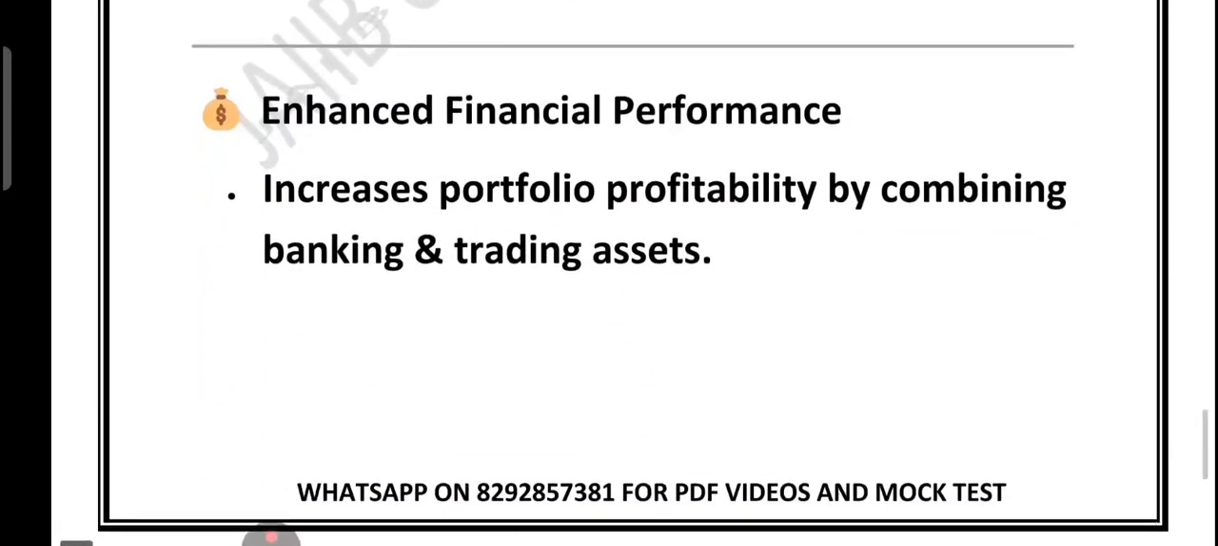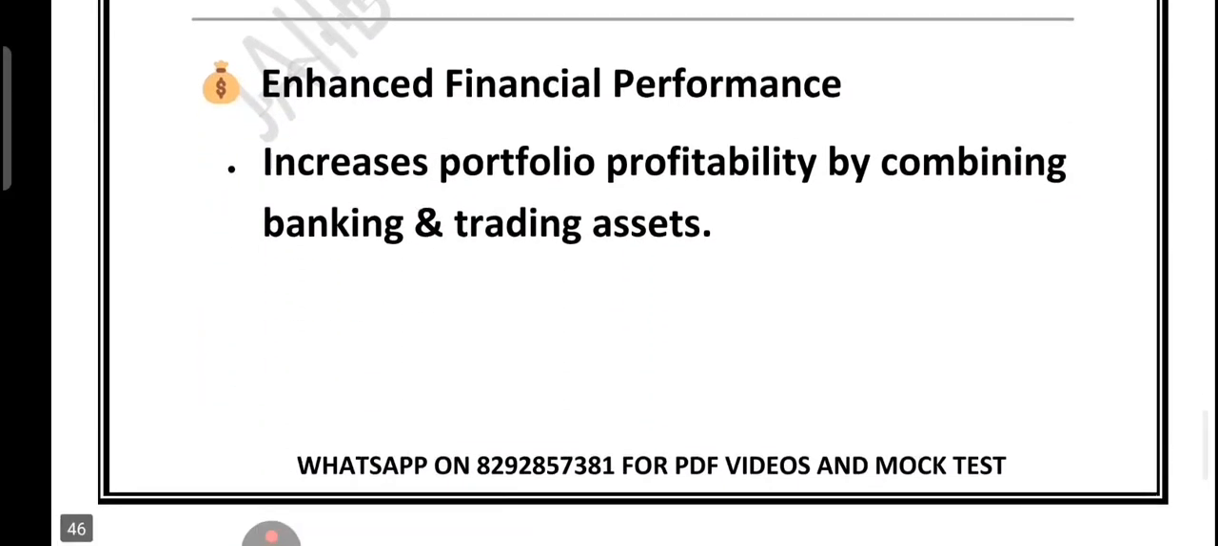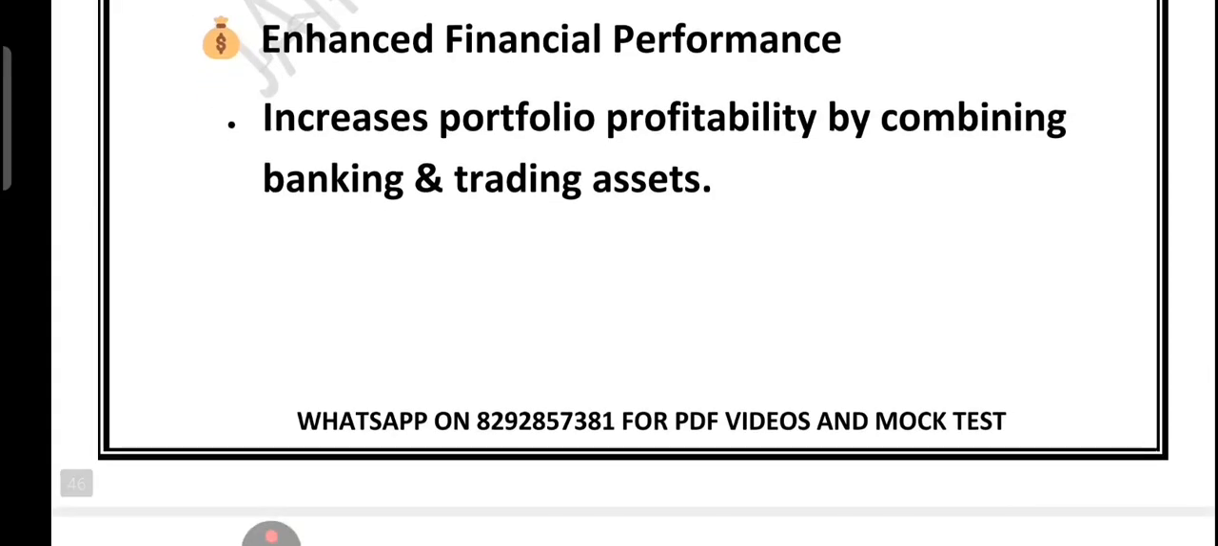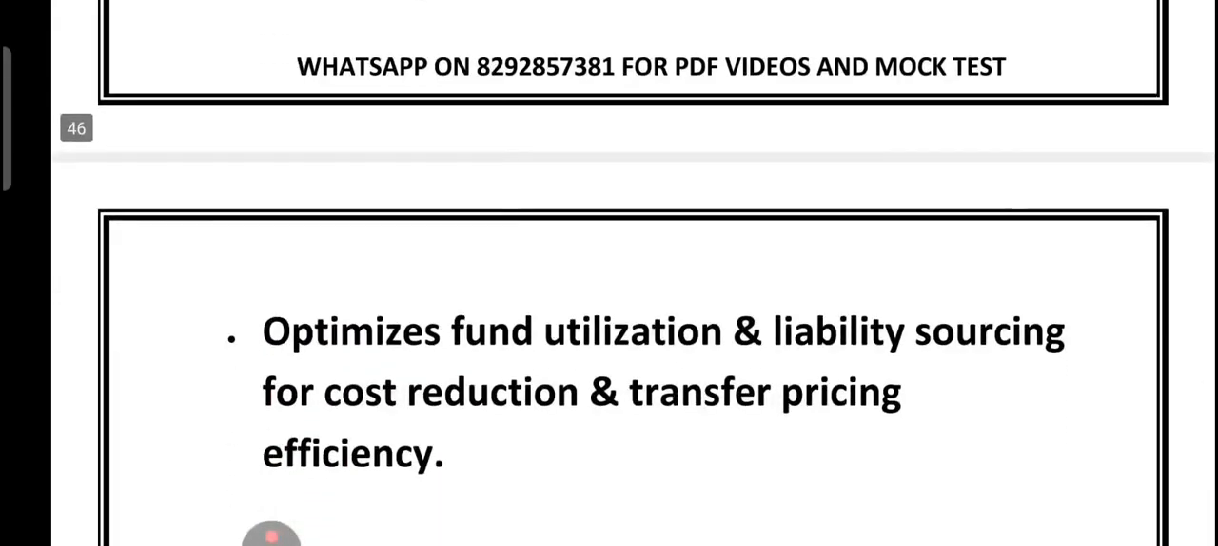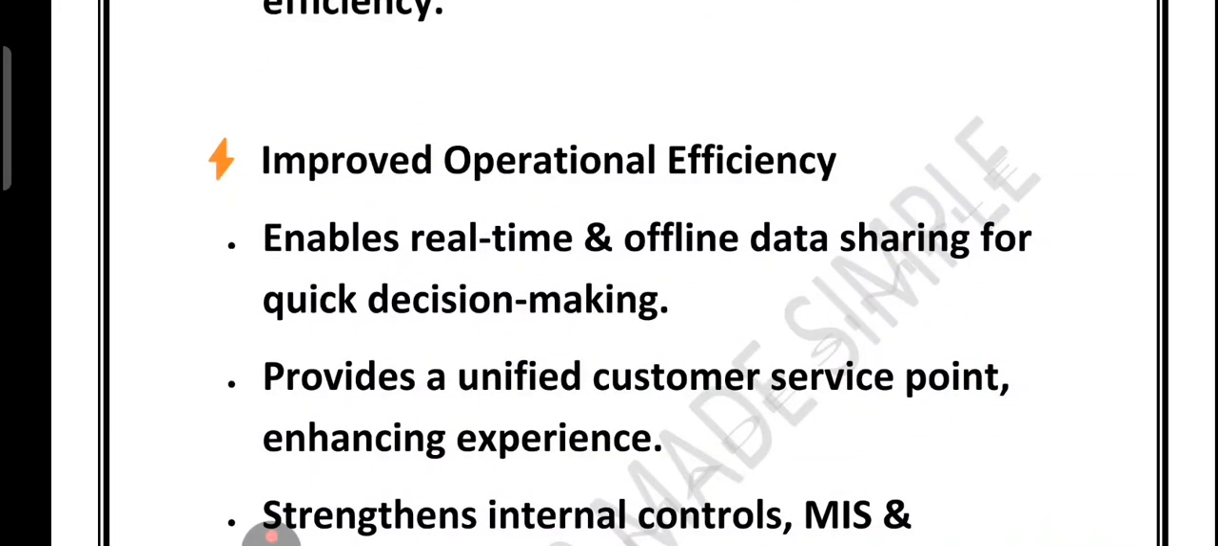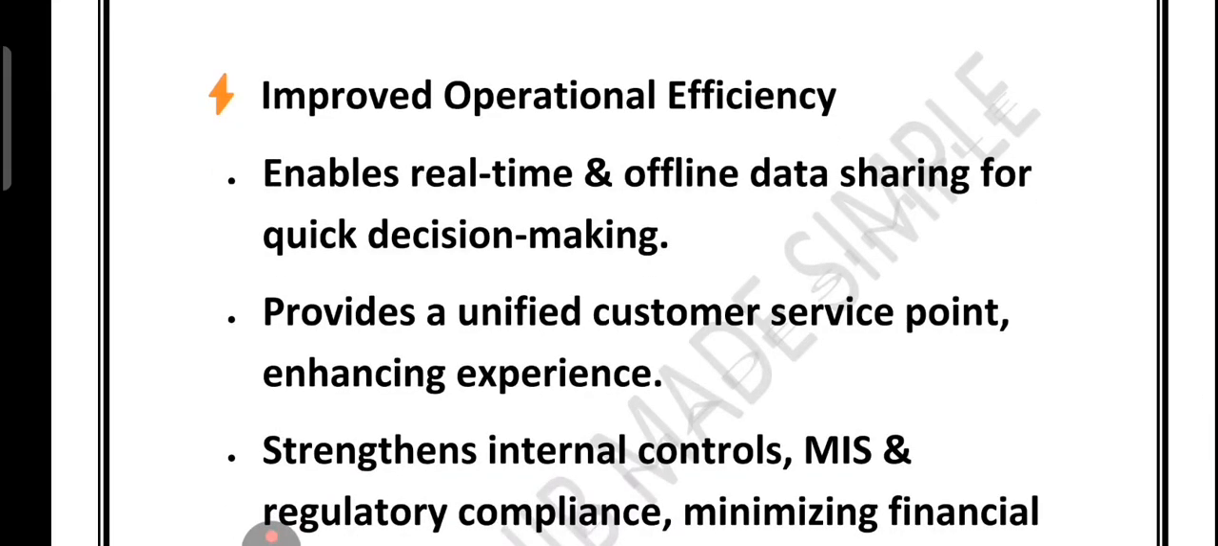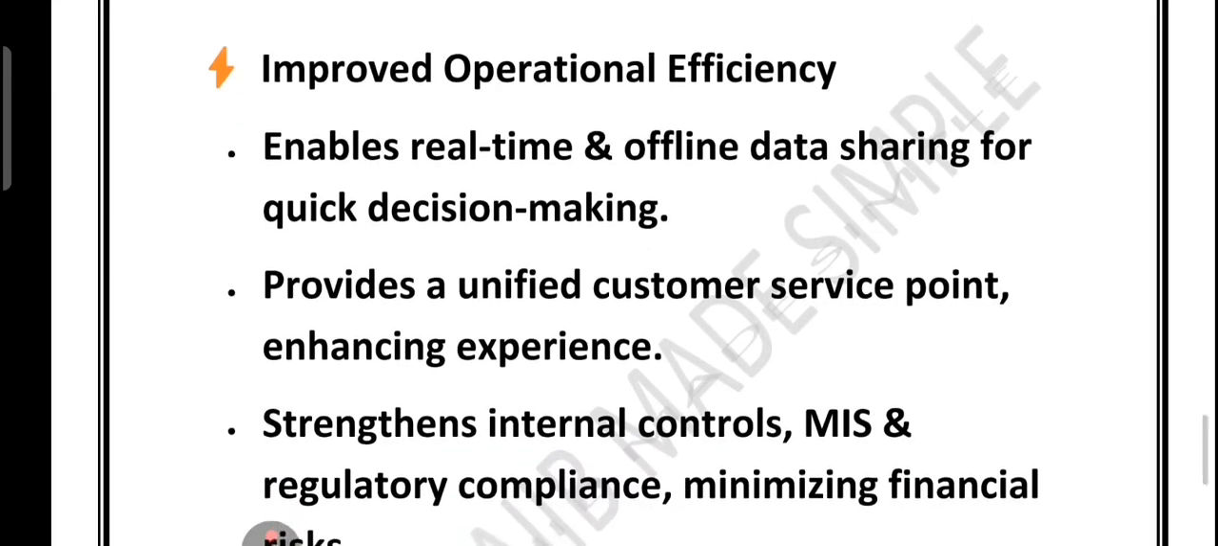Furthermore, we have enhanced financial performance, which means increased portfolio profitability. It combines banking and trading assets, optimizes fund utilization and liability sourcing. So in short, we can say treasury ensures smart fund allocation, risk management, strategic trading, etc. Now friends, in this segment we will explore how treasury improves our operational efficiency, how it manages risk proactively and structures the operation for maximum profitability.